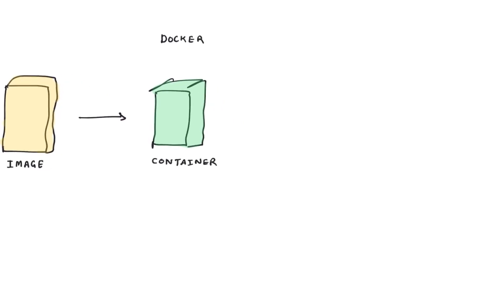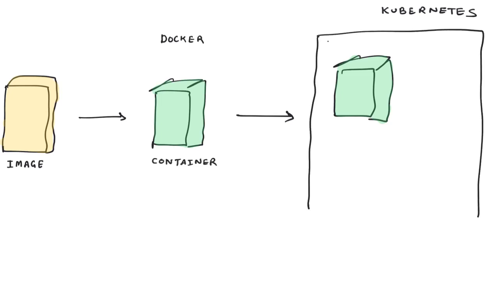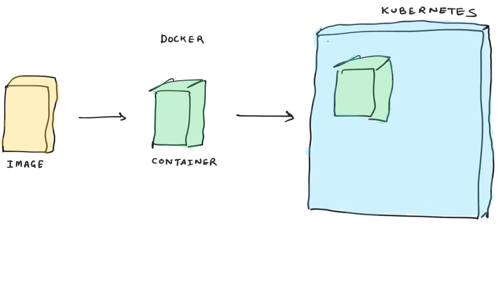Now, when you deploy this container in Kubernetes, do you run it as a container? Let's find out. When you deploy it in Kubernetes, you actually take that container and package it in another vehicle. I call it a vehicle that you use to deploy things in Kubernetes. And this vehicle, this wrapper, is called a pod.